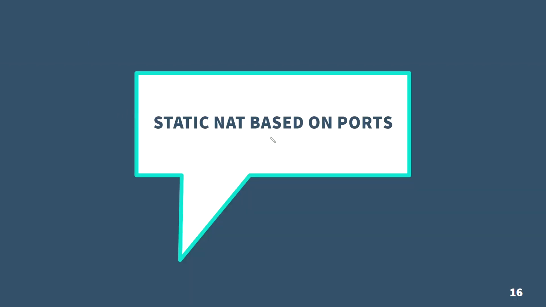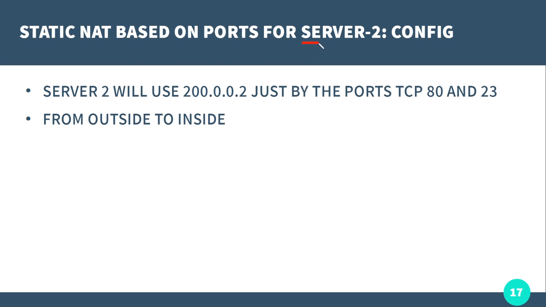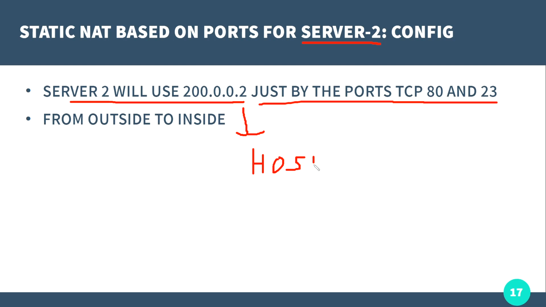Now we're gonna see NAT based on ports. In this case, we're gonna use this configuration in the server 2, and the requirement is the next. Server 2 will use 200.0.0.2 just by the ports TCP 80 and 23. That means all the remaining ports can be used for other hosts in the net or for future openings through this server. The communication will be from outside to inside and vice versa.